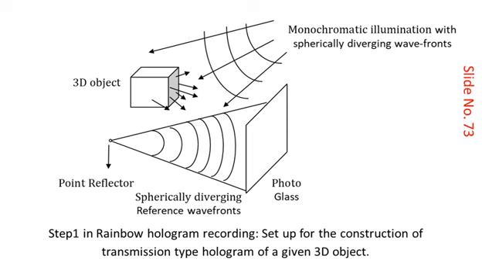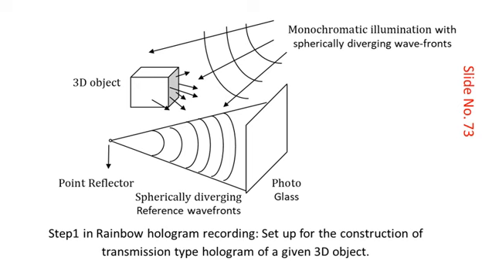So the light scattered from the 3D object contributes at the photoglass. This diverging beam also hits a point scatterer which we have placed close to the object. The diverging beam from the monochromatic source also illuminates this point scatterer, and the light from this point scatterer also diverges out in the form of a spherically diverging wave and contributes at the photoglass. So two beams: one is the beam from the 3D object scattered towards the photoglass, and the other is the beam from the point scatterer, or point reflector, which contributes a spherically diverging wave at the photoglass.